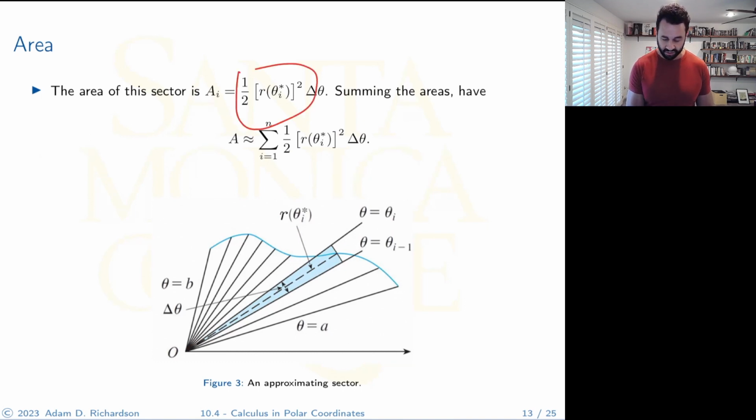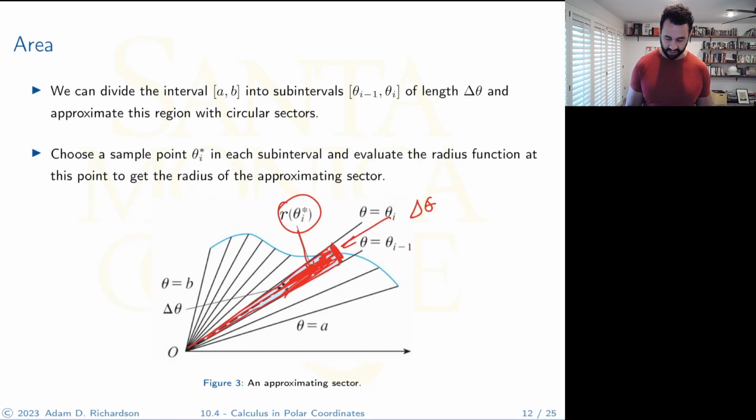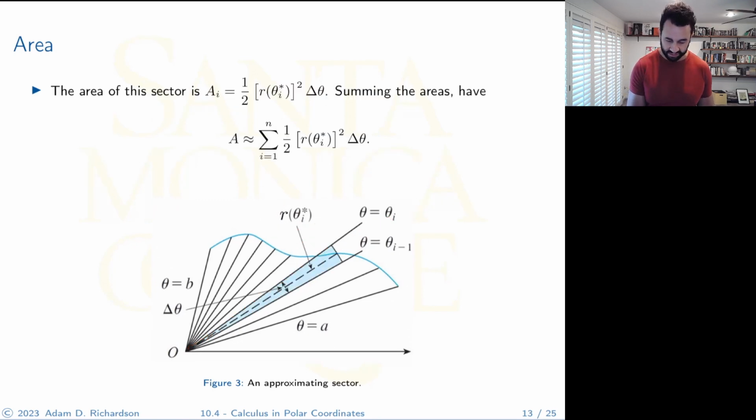Now, remember, this is the formula for the area of a circular sector. So the area of this circular sector that I depicted here is given by 1/2 r(θ_i*) squared times Δθ. Why is it Δθ? Because Δθ is the size of this angle right here. What is the radius associated here? The radius is given by our radius function. And then here we're just using the formula. So that gives us the area of this circular sector.